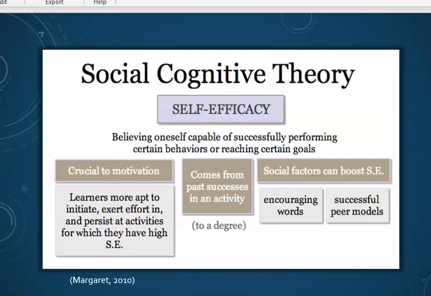Social cognitive theory. It's important to note for this theory that self-efficacy is an important aspect. It is the belief in one's capacity to successfully perform certain behaviors or reach certain goals. In areas where someone has high efficacy, they are more likely to put the effort in. When they have succeeded in past activities, it results in higher self-efficacy. Social factors that increase self-efficacy include encouraging words and successful peer models.